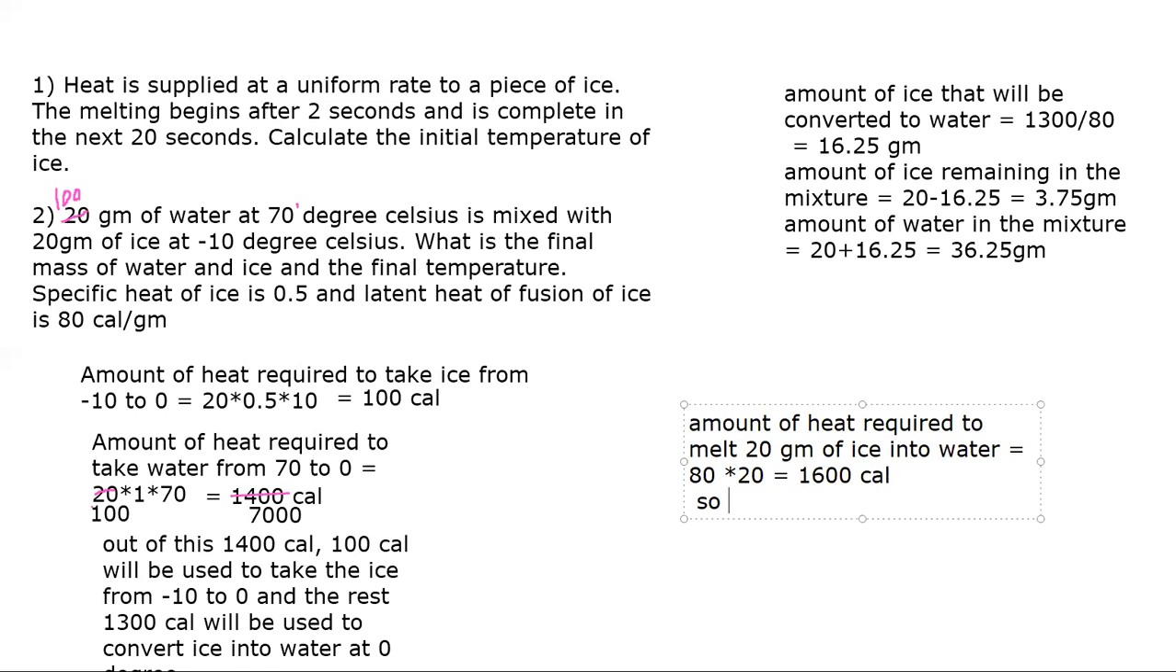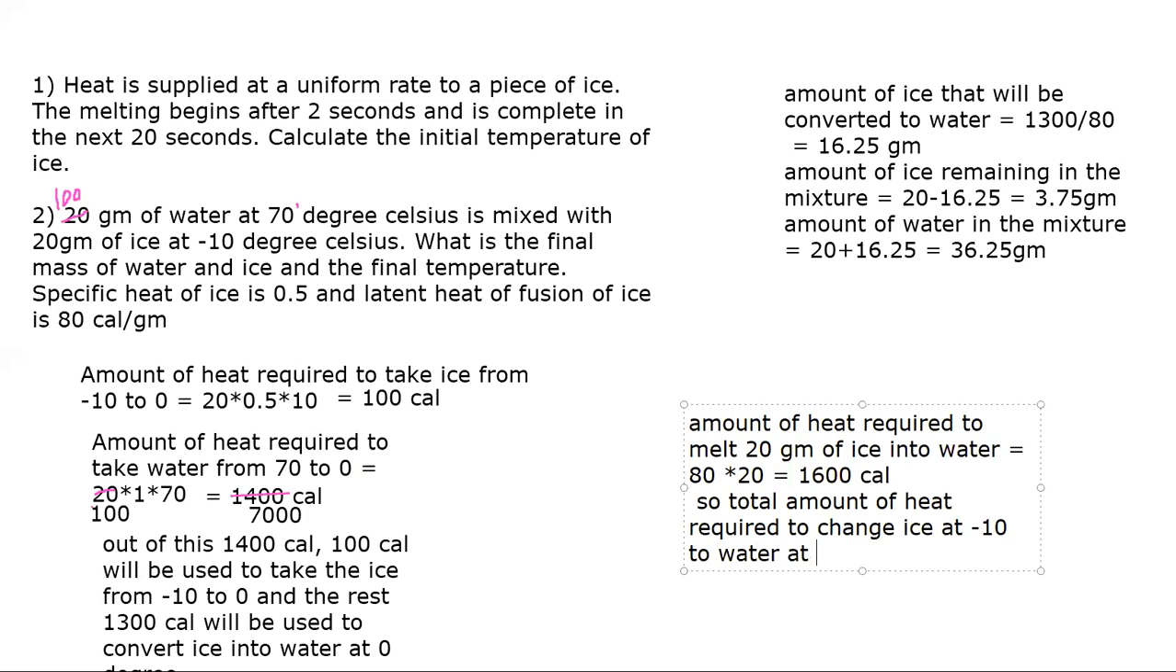And so the total amount of heat required to change ice at minus 10 degree Celsius to water at 0 degree will be equal to 100 plus 1600 equals 1700 calories, right? So this 1700 calories is the amount of heat which will be received by ice, and now the temperature of this amount of water will be raised to a final temperature.